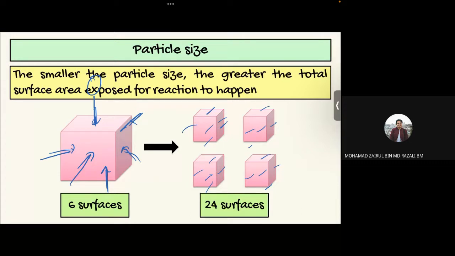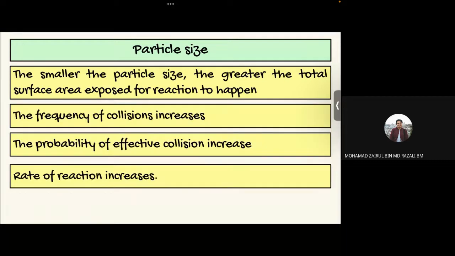Sebab hanya effective collision sahaja yang akan menghasilkan produk. Collision biasa je tak, dia hanya effective collision. Nak tahu macam mana dia efektif ke tak, kita tengok orientation, kita tengok dia punya energy. So, inilah. The smaller the particle size, the greater the total surface area exposed. So, frequency of collision increase, the probability of effective collision increase, dan rate of reaction pun akan increase. Itu dia punya particle size, maknanya lagi kecil size awak, lagi cepat, lagi tinggi rate of reaction tu.